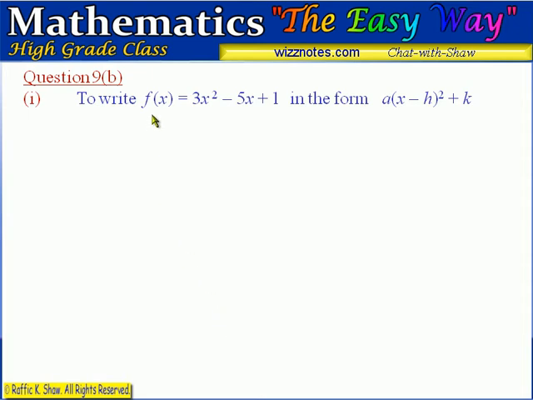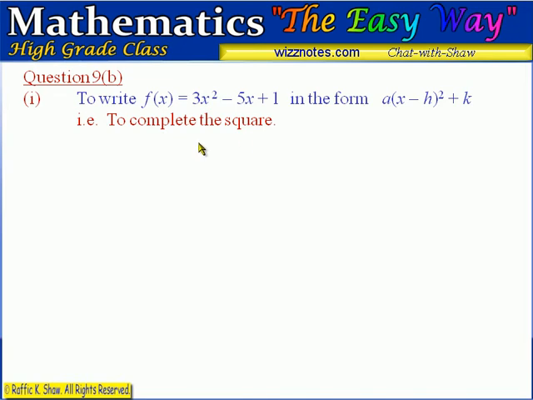Now part B gives us this quadratic function f of x equals 3x squared minus 5x plus 1. This quadratic function is in the standard form, and we are asked to write it in this form. This is called the vertex form for the quadratic function. And to convert this standard form to this vertex form, we can use a process of completing the square.